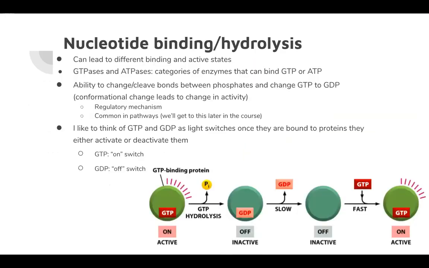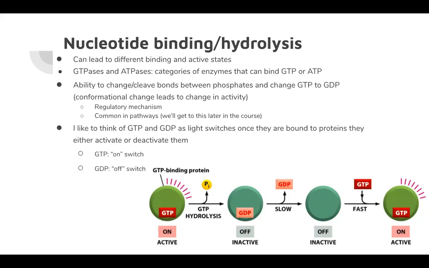Next we talked about nucleotide binding, and this leads to different binding and active states. This is when we talked about GTPases and ATPases. These are enzymes, which are also proteins, that can bind to GTP or ATP. When you tack on a nucleotide to a protein, it gives you the ability to cleave bonds between phosphates and change GTP to GDP. This usually results in a conformational change, the shape shifting, and that leads to a change in its function. These GTP-GDP switches for the protein are regulatory mechanisms.